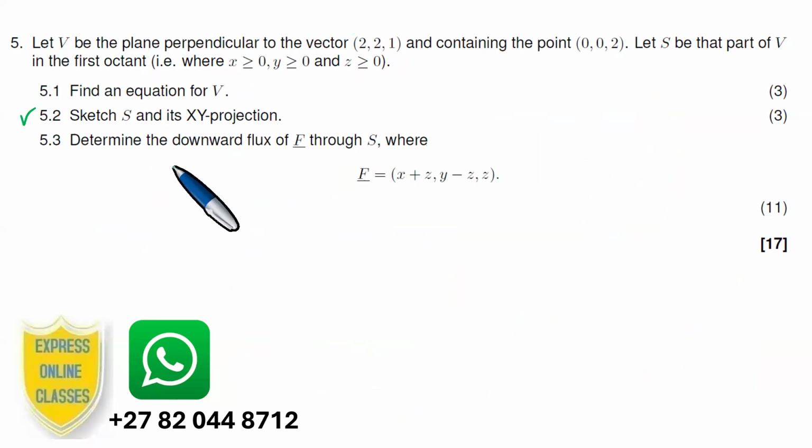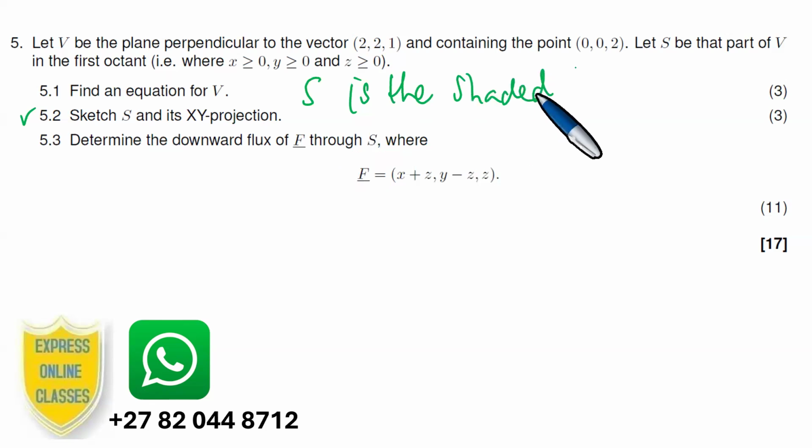Now, S is the part of V in the first octant. So we note that, in particular, S is the shaded triangle given below.